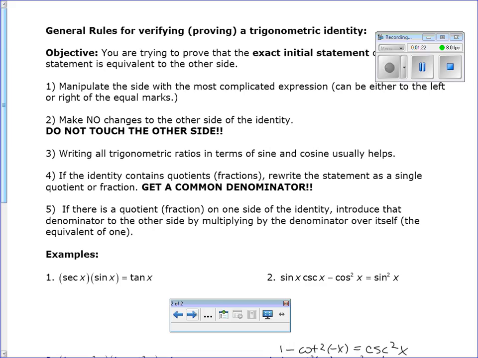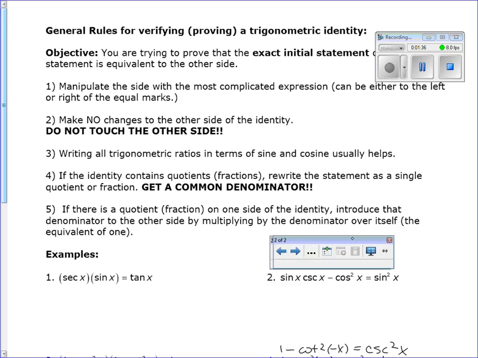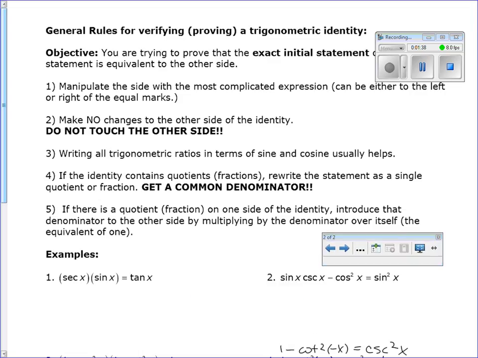All right, at the top of the back of this page, I've got a couple of general rules listed. They are general because each problem is different. Not every rule applies to every problem. But we do have a couple that do apply to every problem, and that would be the first two. Firstly, we want to manipulate the side. We want to change the side with the most complicated expression. It could be on the left, it could be on the right. That's really up to your judgment, and of course, the more you do, the more comfortable you'll become making that decision.